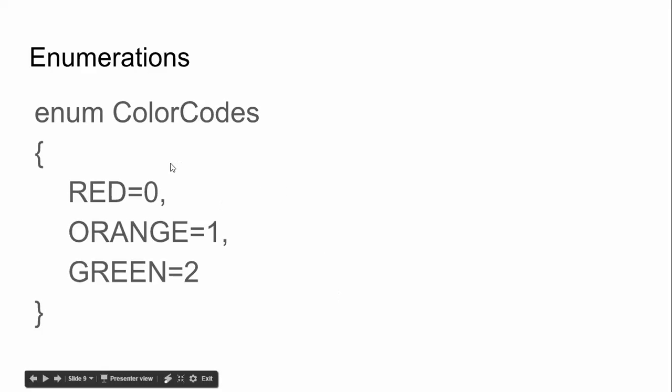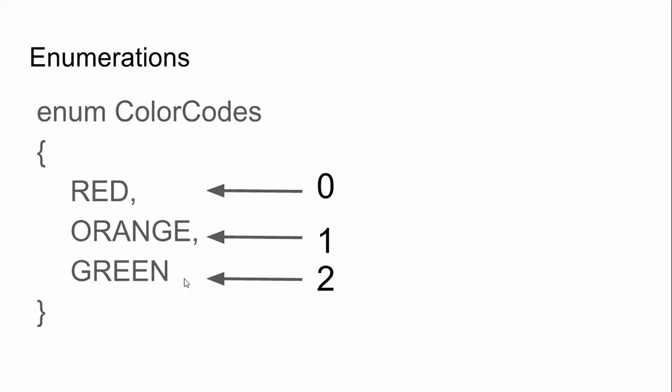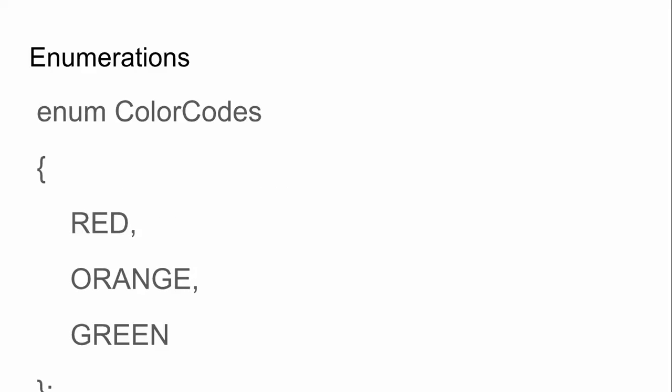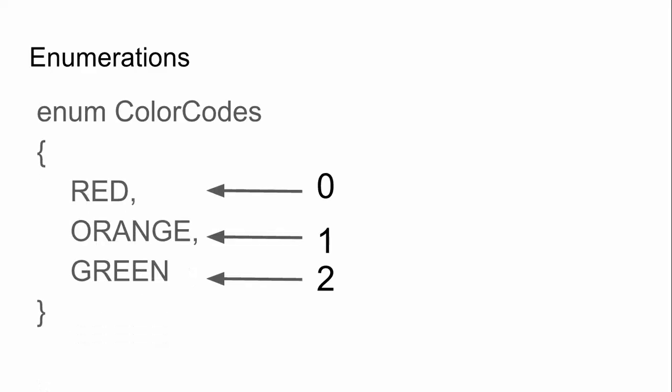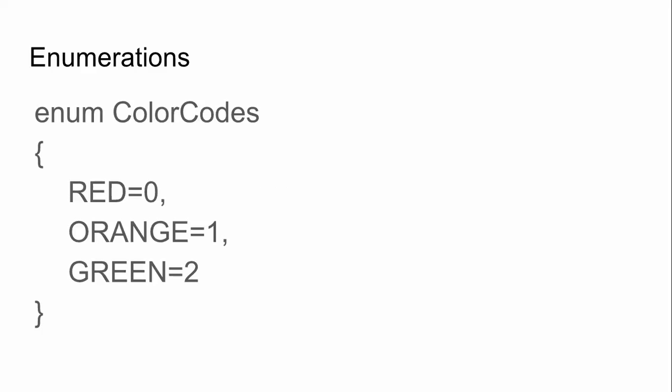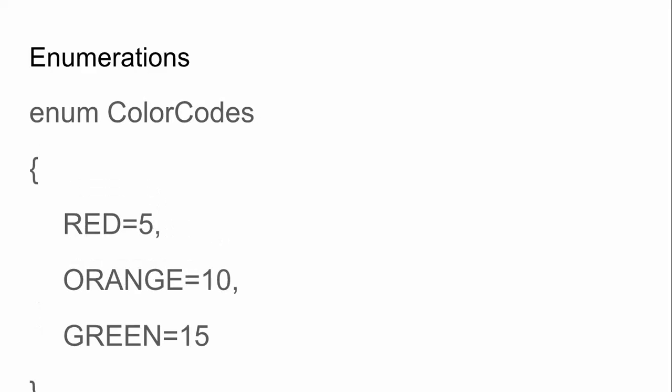So here I've explicitly gone in and said I want red to be equal to 0, orange to be equal to 1, green to be equal to 2. This is what you get by default. You don't have to actually do this, because by default, in your enumeration, you're going to get 0, 1, and 2. So this is kind of unnecessary. But the reason I'm showing you this slide is because you don't need to put in 0, 1, and 2 here. You can put other values like 5, 10, and 15, right?